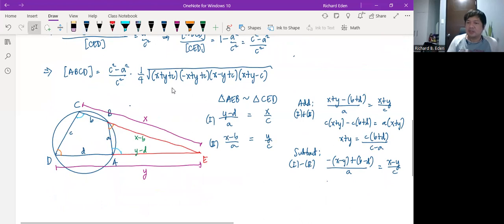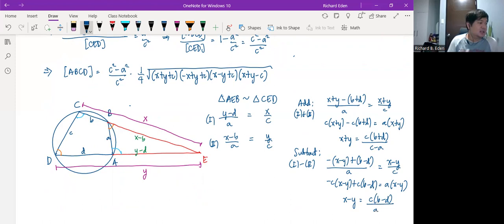So we have negative c times x minus y plus c times b minus d equals a times x minus y. So it comes out that x minus y equals c times b minus d divided by a plus c. Okay, so there: x plus y and x minus y. It's a bit laborious algebraically. So let's go now to ABCD.